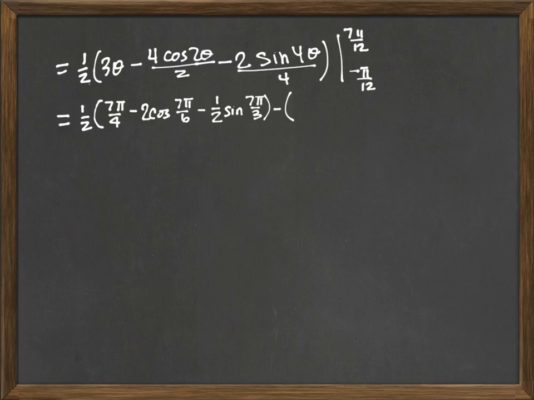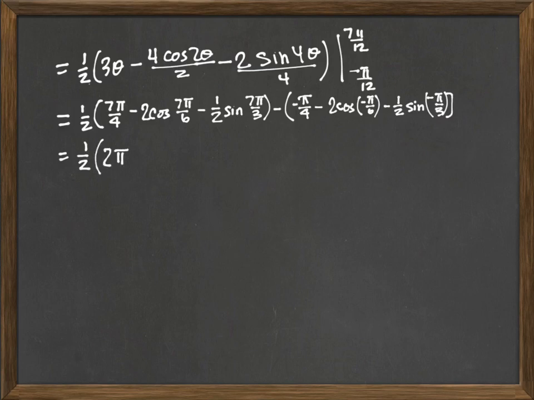And then I'm putting in the negative pi over 12, and we're going to do the same thing. We're going to get negative pi over 4 minus 2 cosine of negative pi sixth minus 1/2 sine of negative pi thirds. All right, this is all unit circle values, so that's very friendly, and we can get them out of there very nicely. So I have a 1/2 here. I have 2 pi plus, this one's the square root of 3.